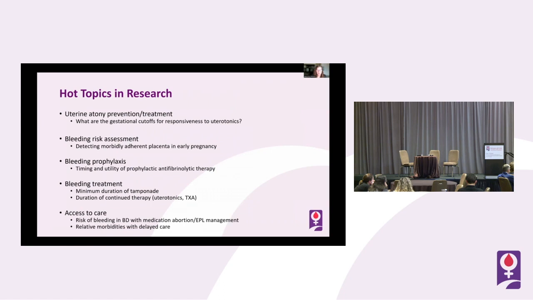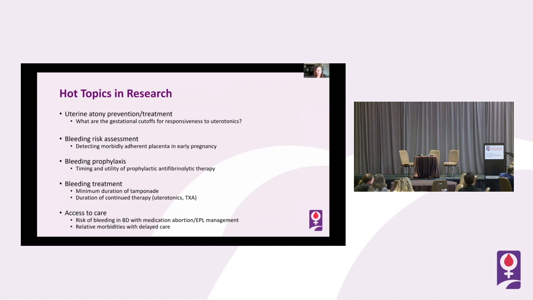I know this audience is full of researchers, so I'll just highlight some areas in the area of abortion care that I think we'll hear about more in the next few years. So the first is management of uterine atony in the first and second trimester. It's easy to just give the same uterotonics we use for a term pregnant uterus, but a second trimester uterus is not just smaller. We need to understand more about the gestational cutoffs for responsiveness.